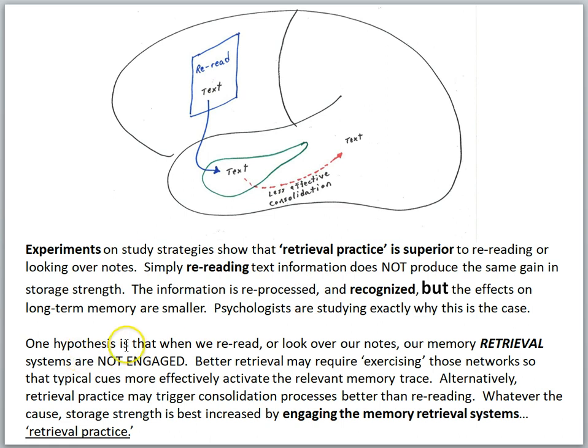Now, one hypothesis for why this is the case is that when we reread or look over our notes, our memory retrieval systems are not engaged. Better retrieval may require exercising those networks so that typical cues more effectively activate the relevant memory trace. Alternatively, retrieval practice may trigger consolidation processes better than rereading. Whatever the cause, storage strength is best increased by engaging the memory retrieval systems, what we call retrieval practice, or what many students do already in their study sessions, and that is quizzing yourself.